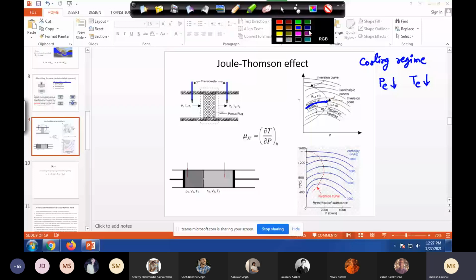One can always ask me, sir, why are you claiming that T is less than Ti? Because the moment you say cooling, this is cooling. So how do you claim that P and T are monotonic, I mean, an increasing function before this inversion point? How are you claiming this? It's very simple. We have a very simple argument.